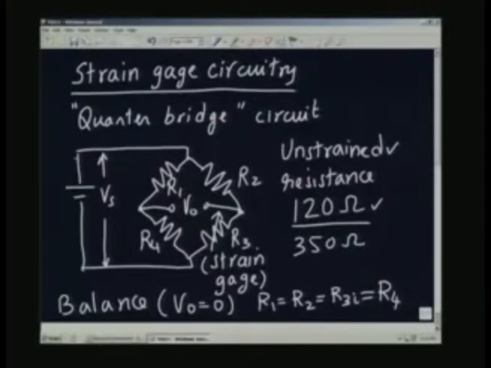So, we already know this, and therefore, if it is under balance with all the resistances being equal, when the resistance R3, which is the strain gauge, is in the unstrained condition, we have the balance. And now, we would like to know what happens when the strain gauge undergoes a change in length, which means there is a strain imposed on that. This is what we are going to look at.